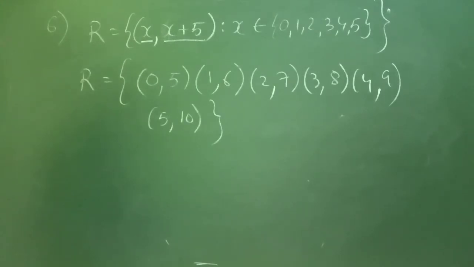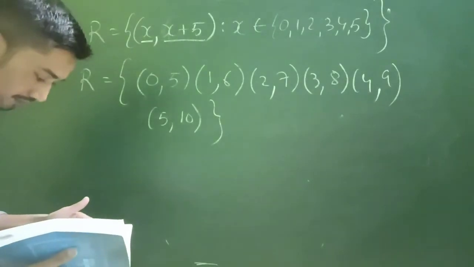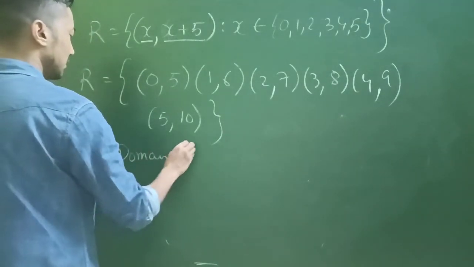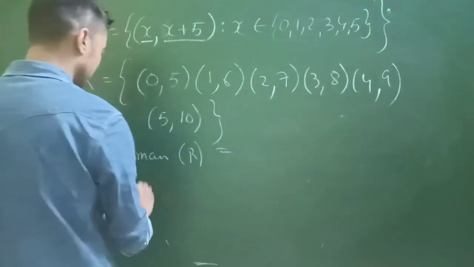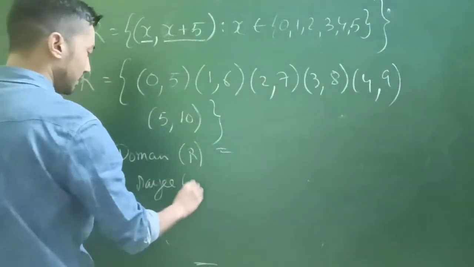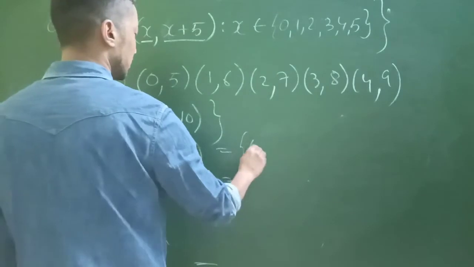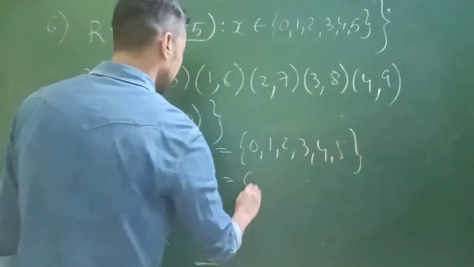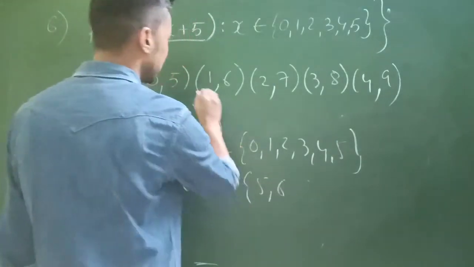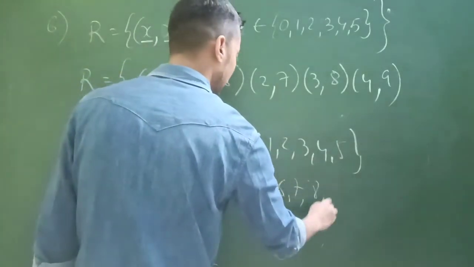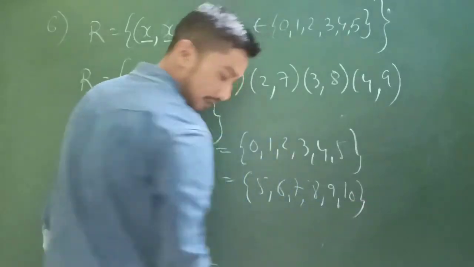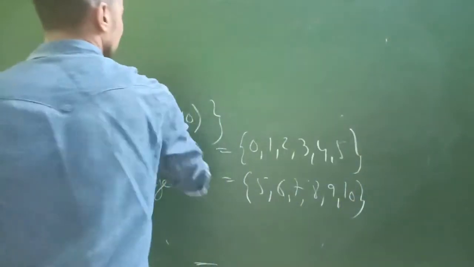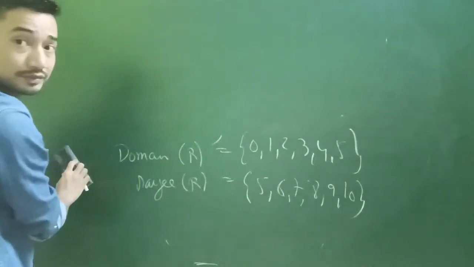0, 5; 1, 6; 2, 7. Okay, now the question is to find the domain and range. Again the same thing, domain. Okay, for this one let me just write down. Domain of R will be the first elements. Range of R will be the second elements. So domain is 0, 1, 2, 3, 4, 5. Range, the second elements, is 5, 6, 7, 8, 9, 10. That's it. Done, I'm wrapping it up.